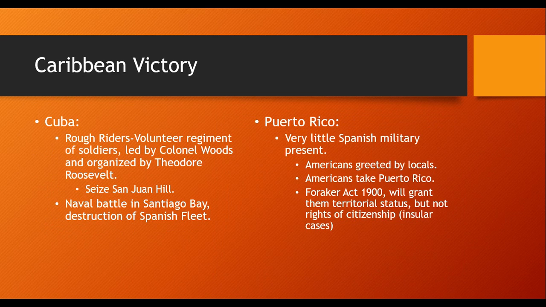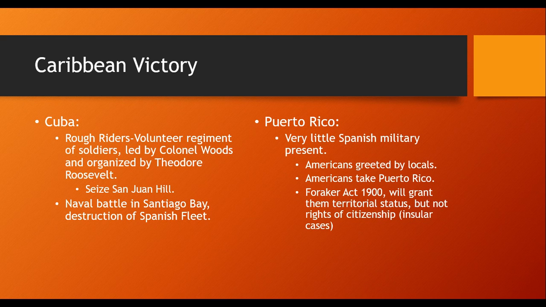Back across to Cuba, we do send in our army. We send in some of our Navy. It's 90 miles off the coast of Cuba, so it's not like we had to transport them very far. But there is an all-volunteer regiment of soldiers called the Rough Riders. And it's often described as back alley brawlers and drunkards, the people that weren't in the military but wanted to go fight. They're led by Colonel Wood, and so that's the military commander.